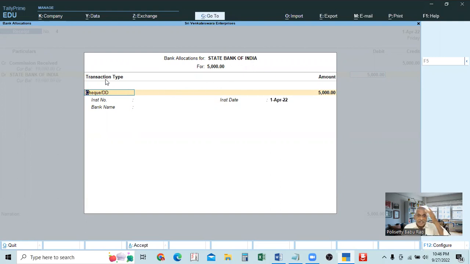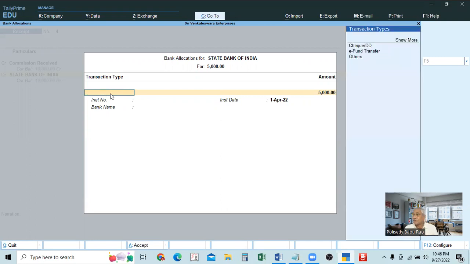In this case, the transaction type. How did you receive? You receive through the bank only. How? Receive check, receive DD, and not only these, there are many items. Just click the space bar. It will show check or DD, e-fund transfer meaning RTGS or net banking, online banking. All this will come. For others also there are some more. See here, show more. Double click that and you get all the options.